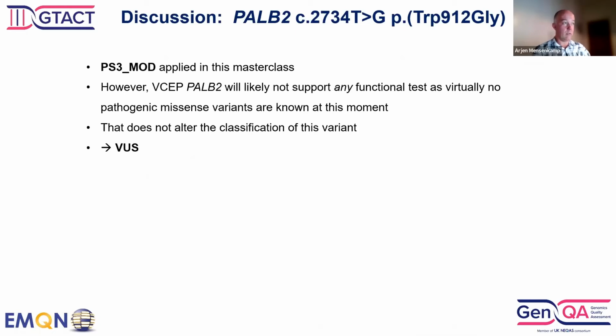However, we know that the ClinGen expert panel for PALB2 will likely not support any functional test at all, as virtually no pathogenic missense variants are known at this moment. So the assay was validated using truncating variants, but you would of course also like some pathogenic missense variants to be taken into account. For now there are no missense variants known that are pathogenic, so it is not possible to validate functional tests at all. That does not alter the classification of these variants, but it is something that we need to take into account in the classification of the VUS. Next slide, please.